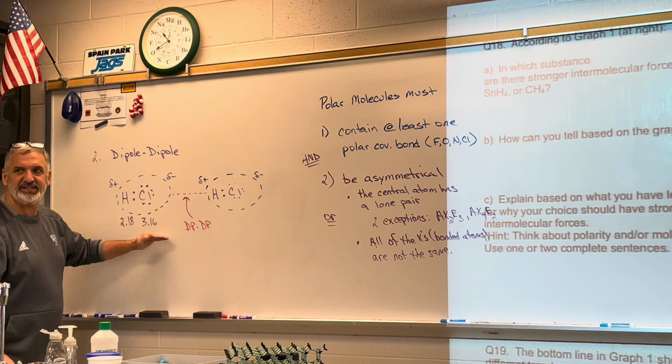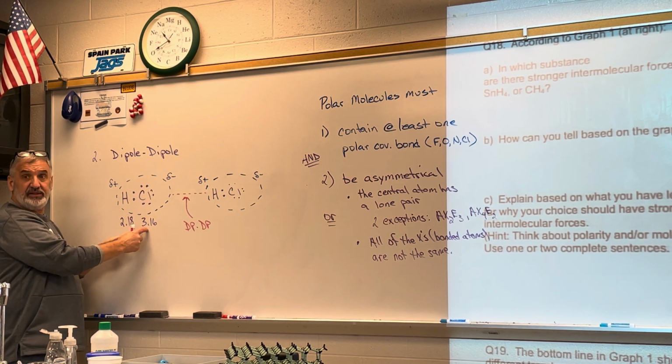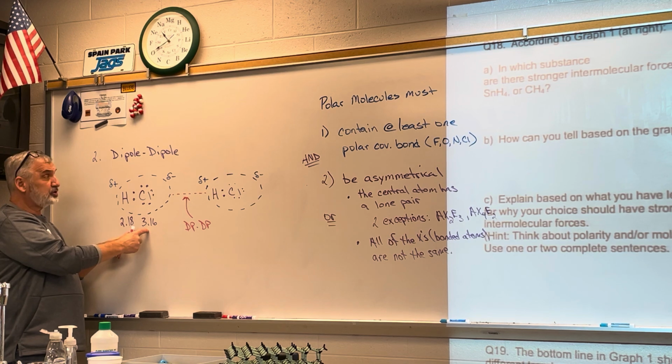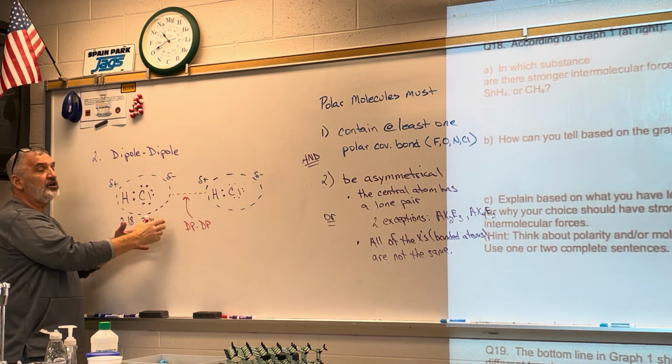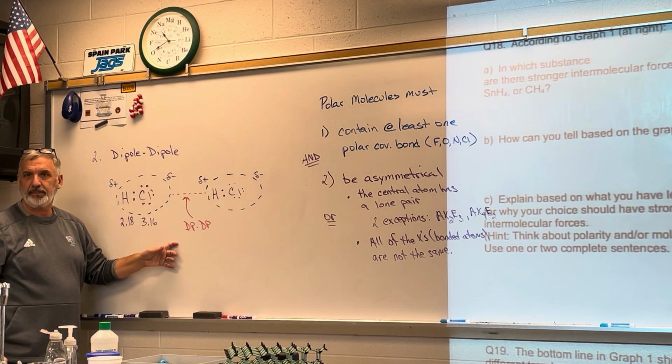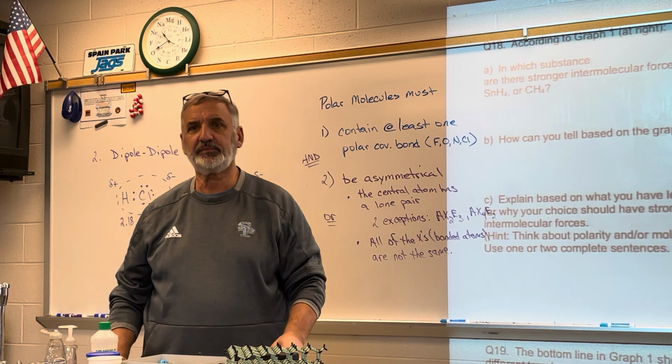Polar molecules are going to be the same way. We can have positive and negative, but the bigger the difference between these two things, the more unevenly shared it is, the more polar it is, so the stronger that dipole-dipole attraction is going to be. Okay, here's some of my information for you. Okay?